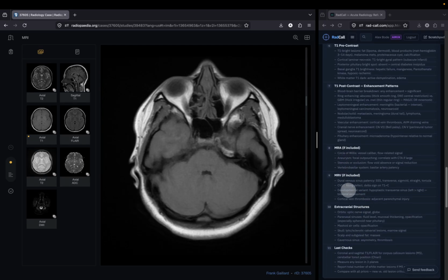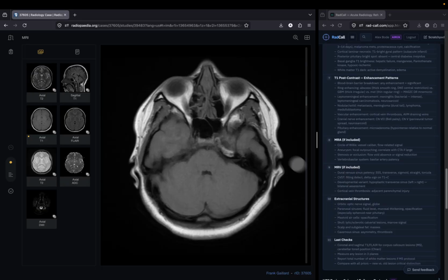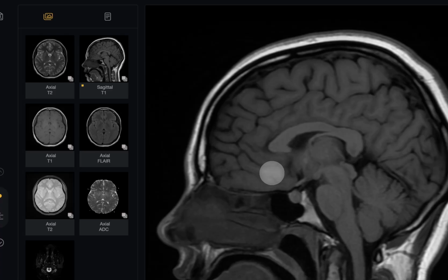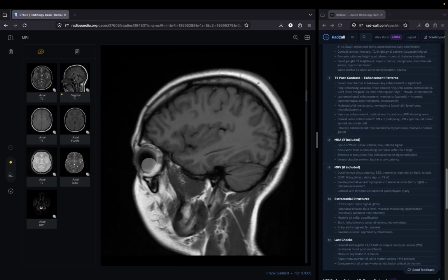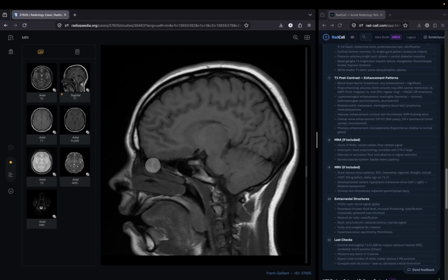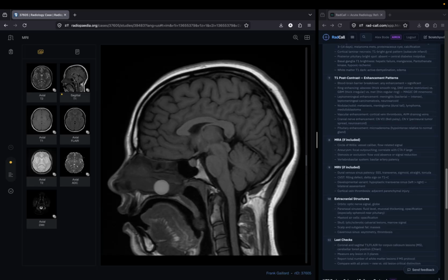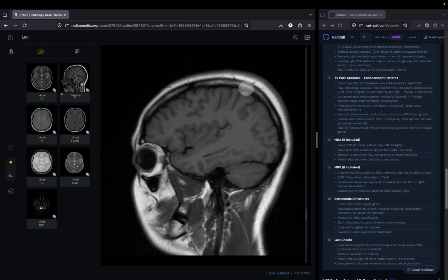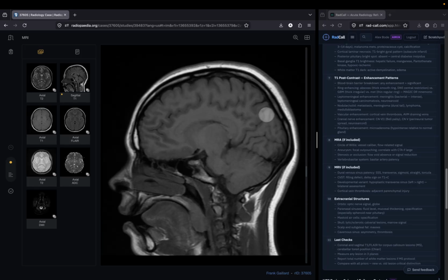We don't have an MRA or an MRV here because this is an MR brain without. But the last thing you're going to do is a good look at the extracranial structures, which we already did on our T2 and then our T1. But particularly if you have a sagittal reformat, this is a great place to look at the orbits, the retroorbital fat, again, the facial musculature, the lingual structures, the upper cervical spine, the calvarium, the scalp, and then of course your midline anatomy.